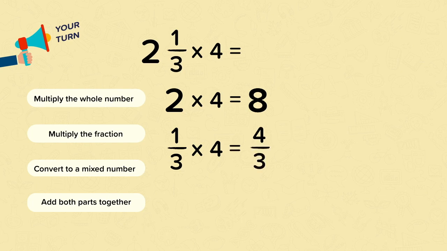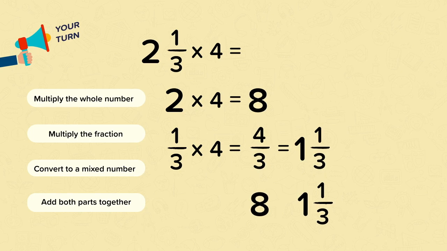Then you needed to convert this improper fraction into a mixed number by dividing the numerator by the denominator. 4 divided by 3 equals 1 remainder 1, giving an answer of 1 1/3. Finally, you needed to add both parts together. 8 plus 1 1/3 equals 9 1/3.